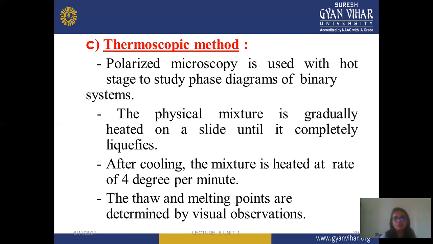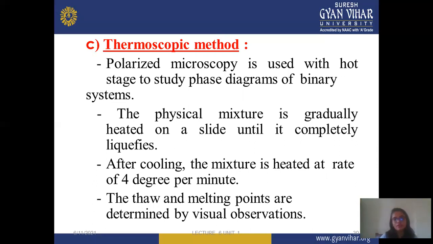After cooling, the mixture is heated at a rate of 4 degrees per minute, and the flow and melt point are determined by visual observation. It's a very simple method. In the thermomicroscopic method, first take a polarized microscope with a hot stage for the phase diagram of a binary system. Then you heat this physical mixture gradually on a slide until completely liquefied. Put your sample on a glass slide and heat the compound until it liquefies.